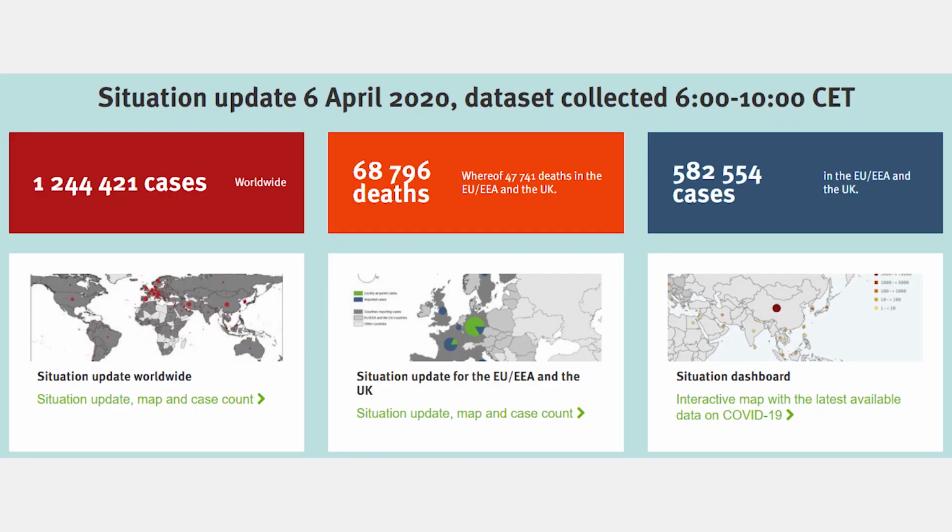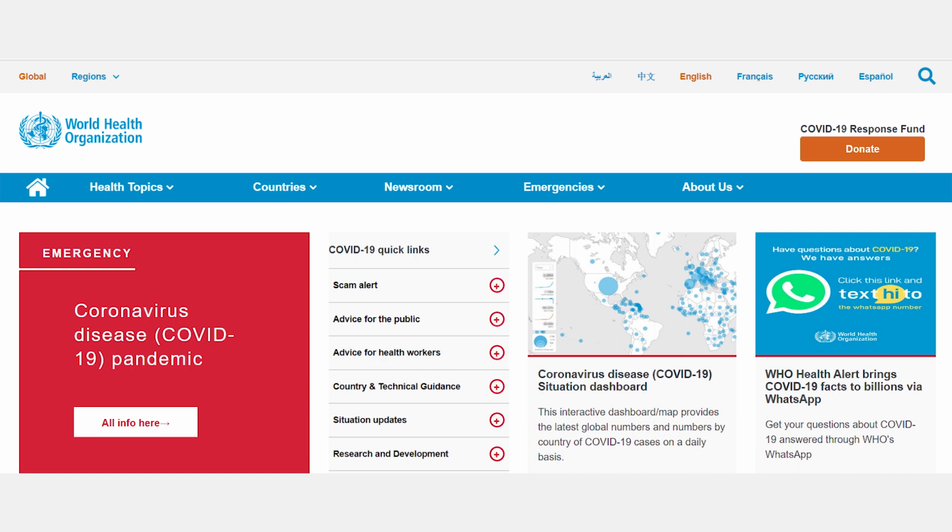European Centre for Disease Prevention and Control, one of the most reliable data sources on the pandemic. Most of the tools listed draw some of their data from here. And WHO, or the World Health Organization, also a very reliable primary source used by many other trackers.